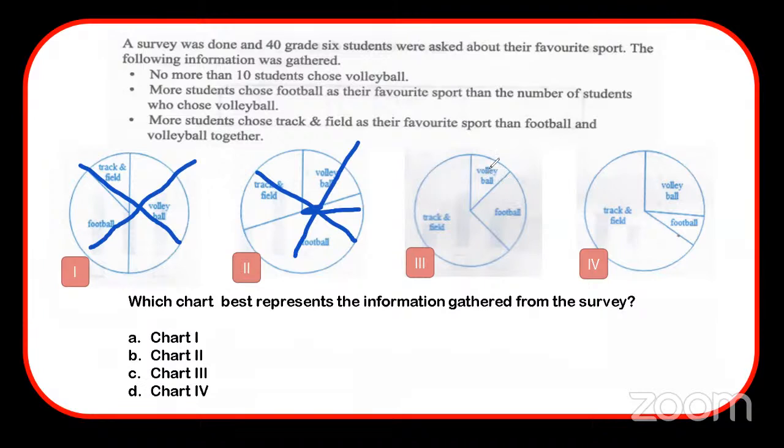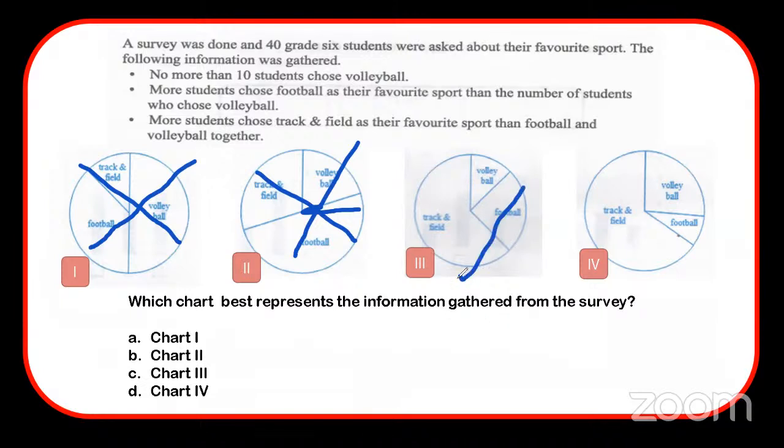Certainly, we can see that volleyball here is not more than 10 students. So yes, that is good. More students chose football than volleyball. This is showing here more football than volleyball. That is good. Point 3 says more students chose track and field than football and volleyball together. I see where chart 3 is pointing that out.